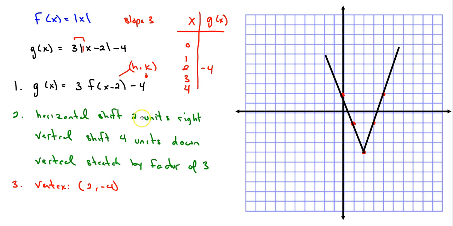Okay, and now we have our transformations. We have our vertex. We wrote g of x in terms of f of x. And we graphed our function.